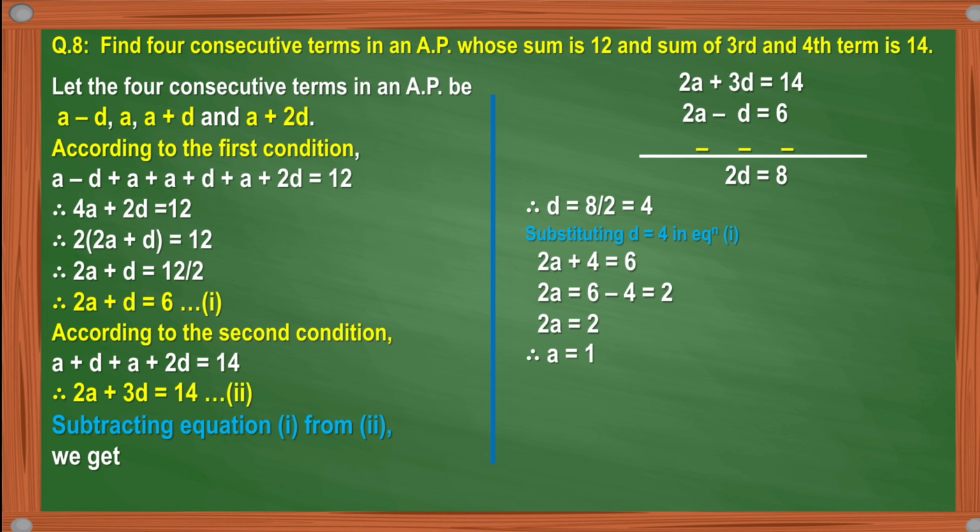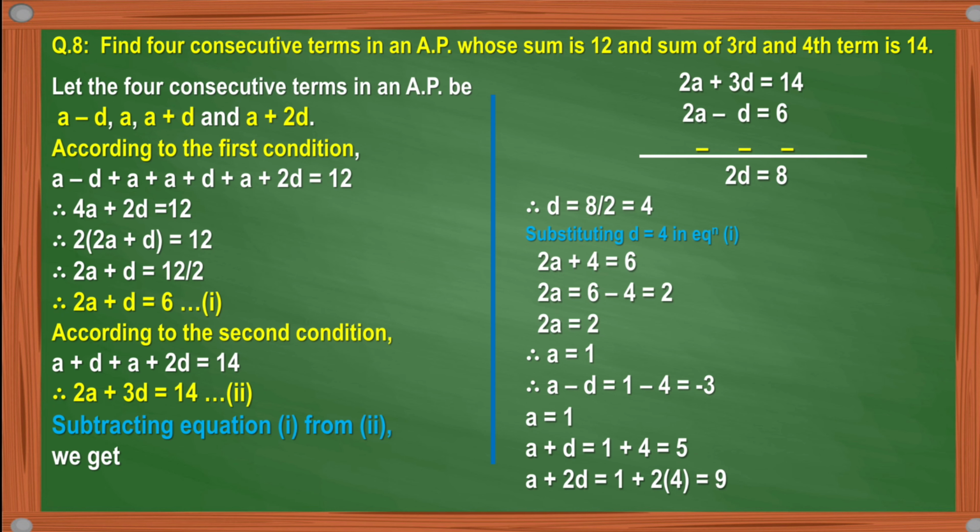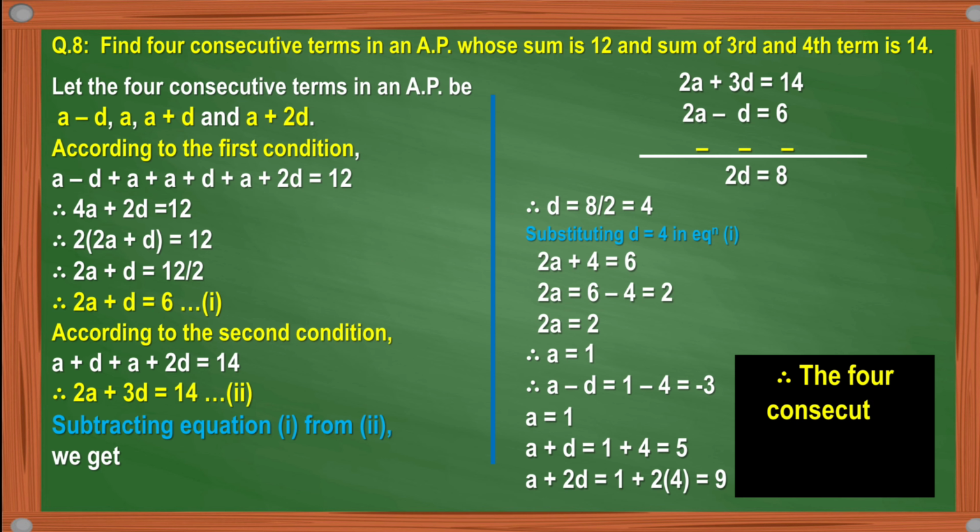So now we can find the terms. First term is a minus d, which is 1 minus 4 equals minus 3. Then a equals 1, as the value of a is 1. a plus d equals 1 plus 4 equals 5. And a plus 2d equals 1 plus 2 multiplied by 4, which is 9. Therefore the 4 consecutive terms are minus 3, 1, 5 and 9.